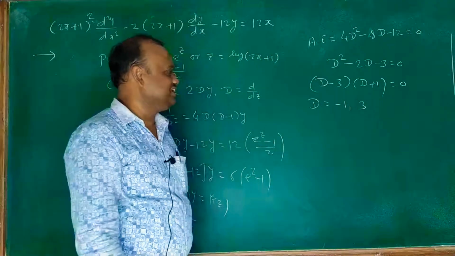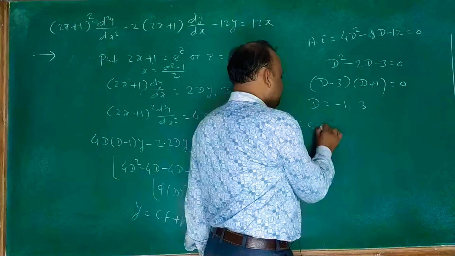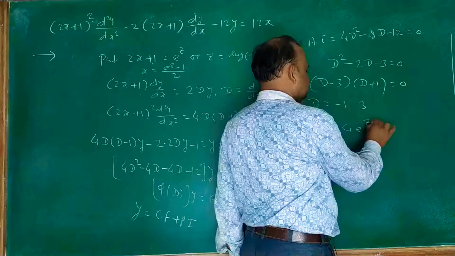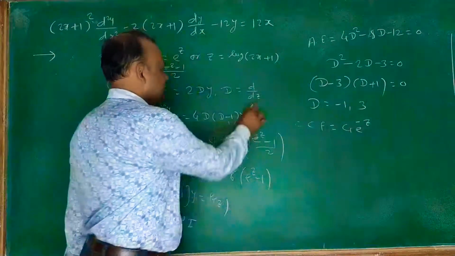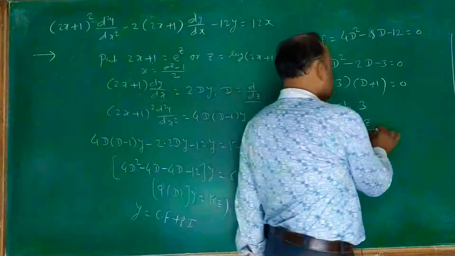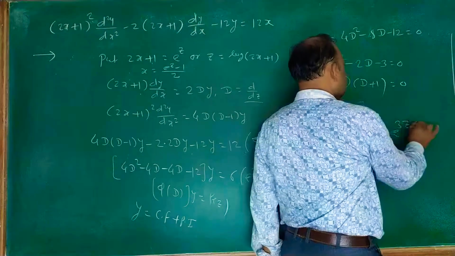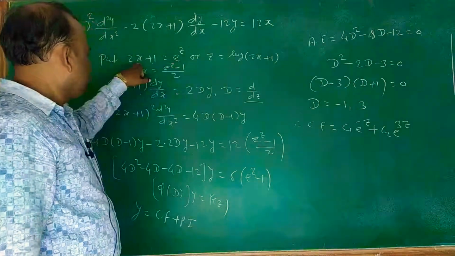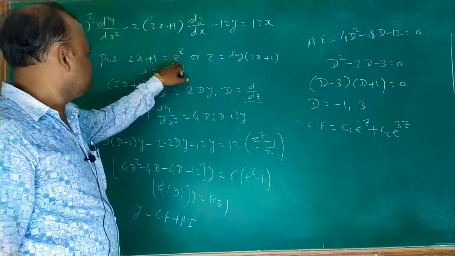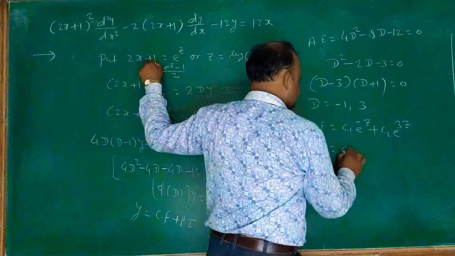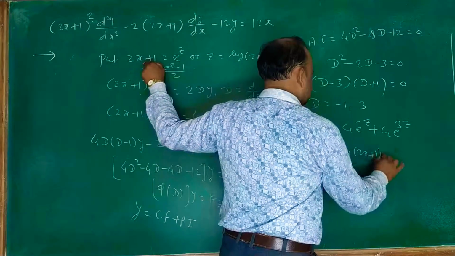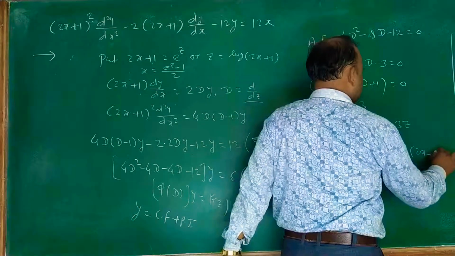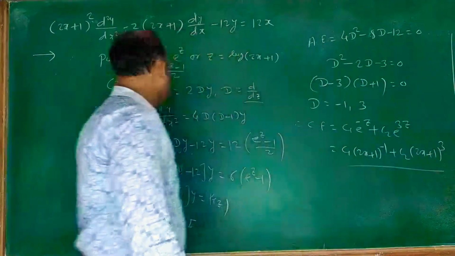So these are the roots of the auxiliary equation, and therefore the complementary function is equal to c1 e raised to minus z, because in Legendre's differential equation capital D is again d by dz, plus c2 e raised to 3z. Now what is the value of z? e to the power z is equal to 2x plus 1, so e to the power minus z is (2x plus 1) raised to minus 1, plus c2 into (2x plus 1) cube. So this is the complementary function.